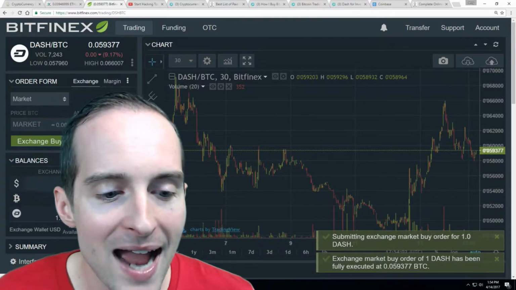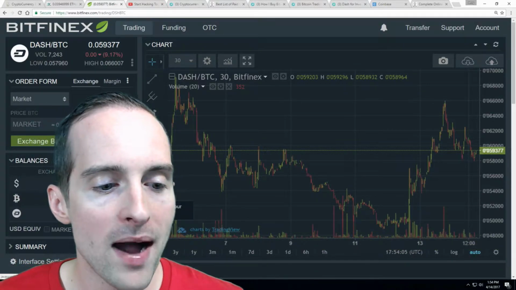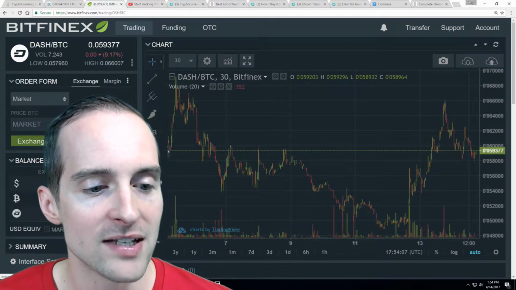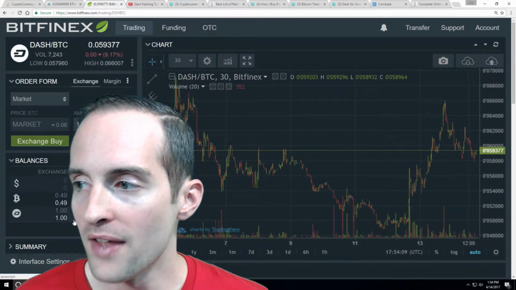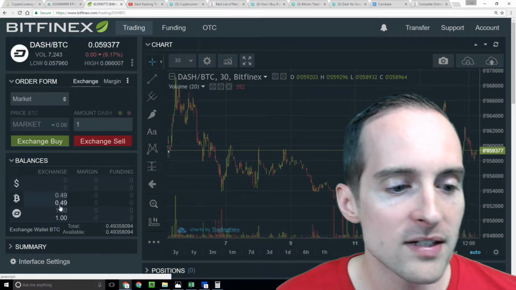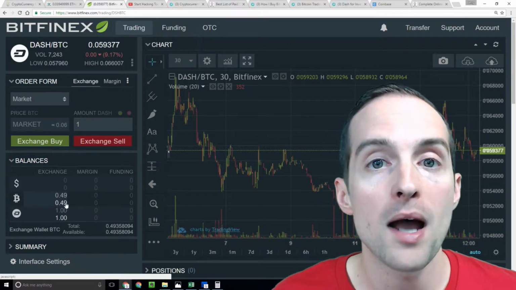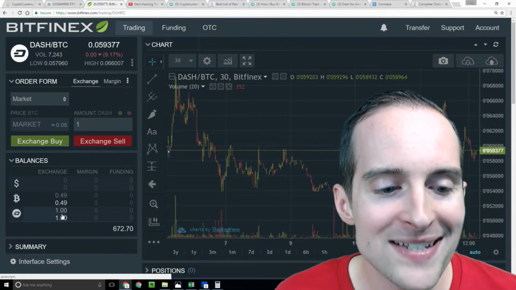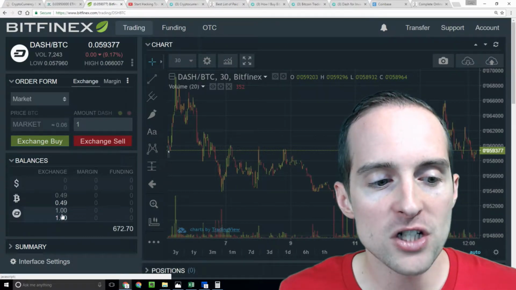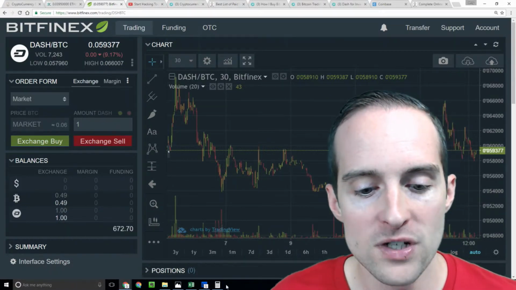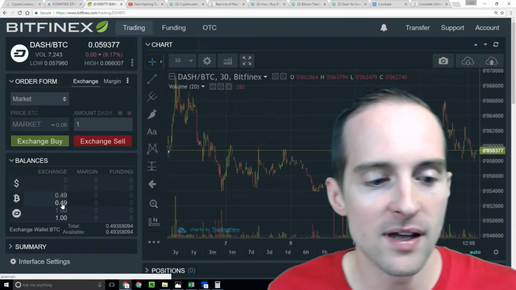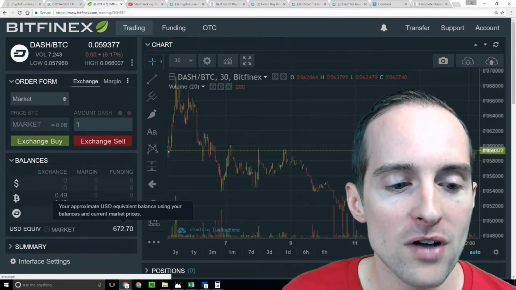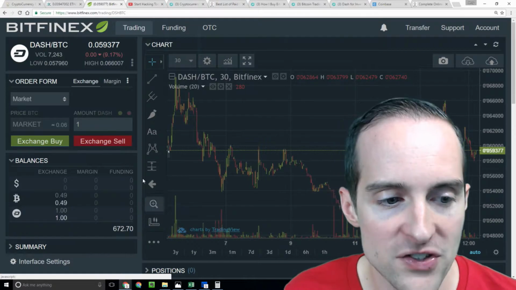Now I can see what I've got over here. I have 1 Dash. I can actually see how my US dollar equivalent has exchanged. So on this other side, I now have 0.49 Bitcoin. I spent about 0.06 Bitcoin. I now have 1 Dash. So I essentially just bought more Dash. So you'll see the amount of dollars I have stays about the same.